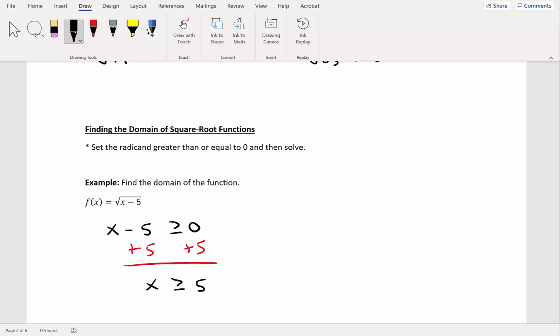So we have x is greater than or equal to 5. Now, writing this in interval notation, this will go from 5 to infinity. Notice that 5 has a bracket next to it. This is because it could include 5.